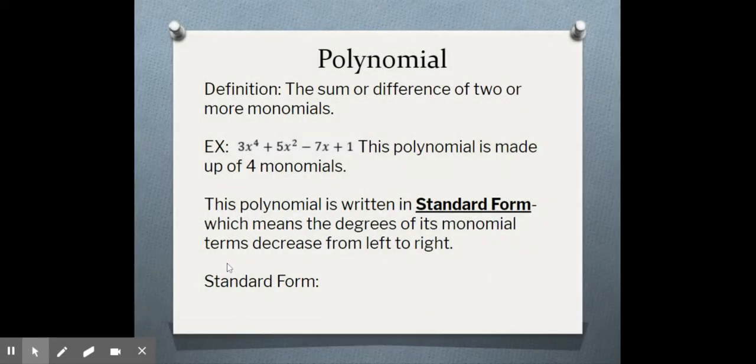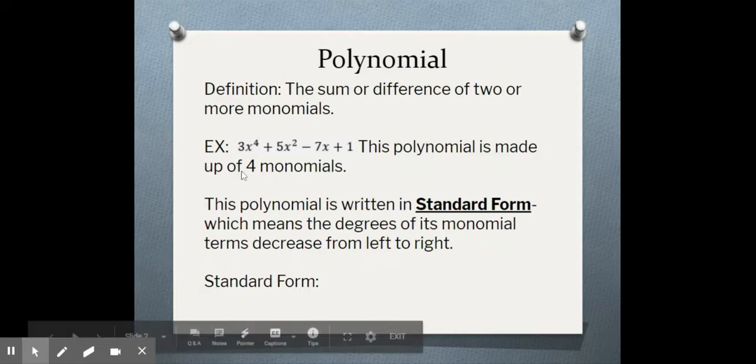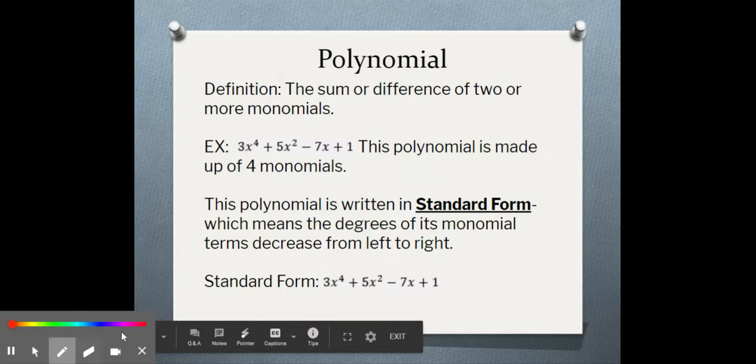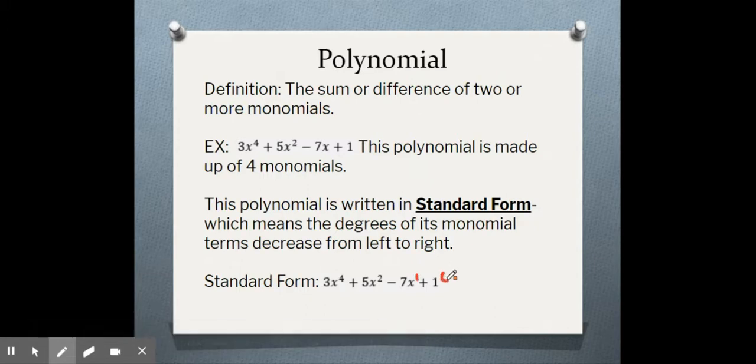This polynomial is written in standard form, which means that the degree of its monomial terms decreases from left to right. So as we can see in standard form, the highest exponent right there is a 4, and then it goes down to 2, and then there's an invisible 1 right there, and then it goes to 1, which actually has a degree of 0. So these little invisible values right here are actually degrees. This is how we decide what's going to happen and count down from here. So it needs to be going from greatest to least.